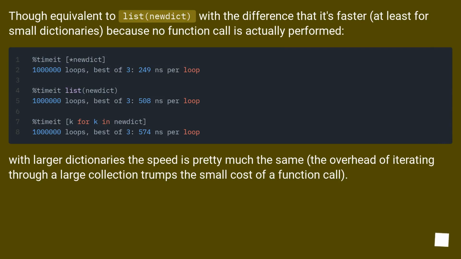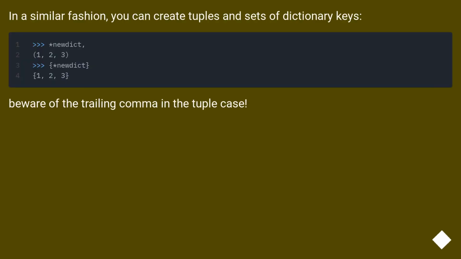Though equivalent to list(newdict), with the difference that it's faster, at least for small dictionaries, because no function call is actually performed. With larger dictionaries, the speed is pretty much the same. The overhead of iterating through a large collection trumps the small cost of a function call. In a similar fashion, you can create tuples and sets of dictionary keys. Beware of the trailing comma in the tuple case.